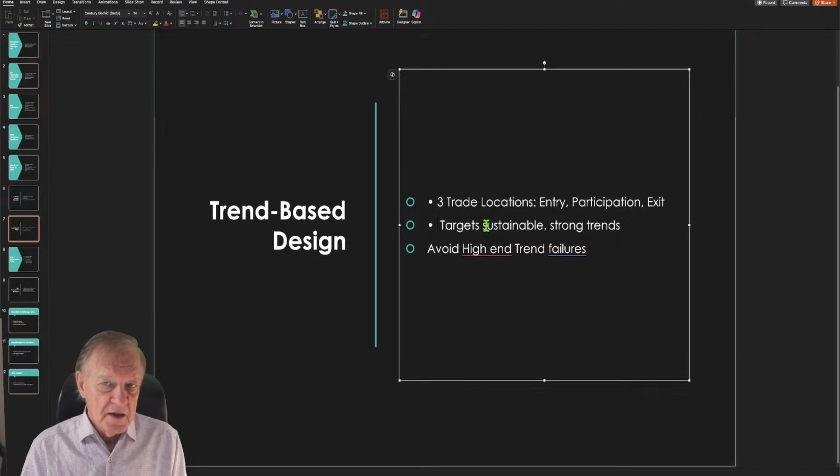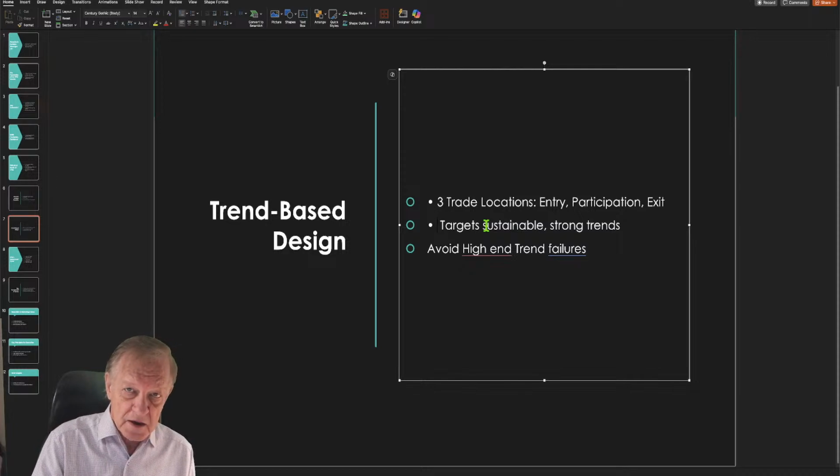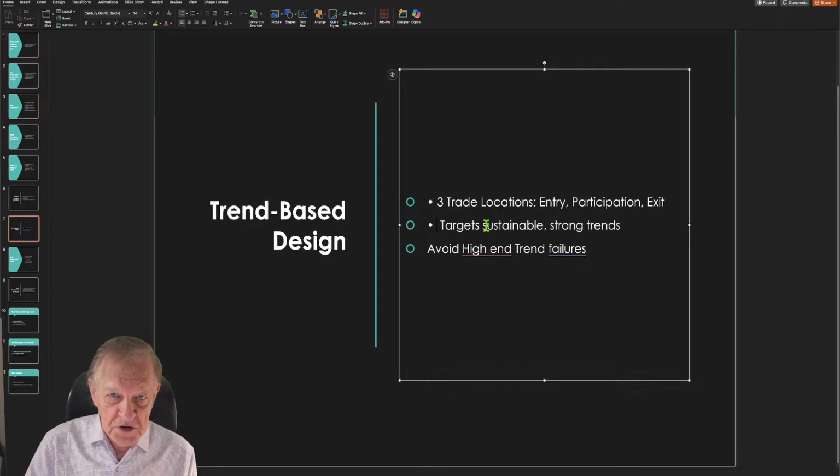And that's why when I started building this platform, this is what I was trying to get. So you want to be involved in strong trends. Any signal that comes out of this system I'm about to show you is going to have high probabilities of appreciation.